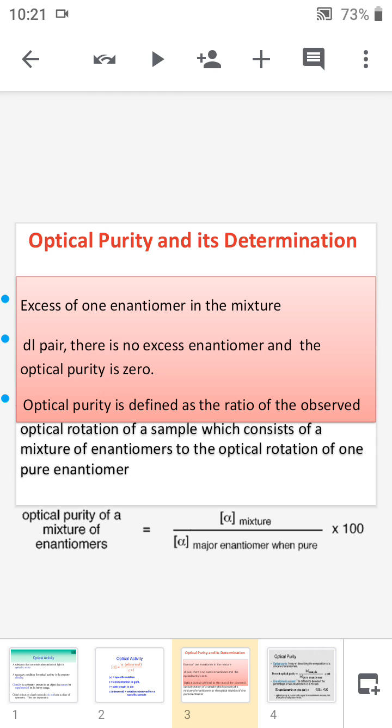For a racemic mixture, 50% L and 50% D is present, so there is no excess of any enantiomer. That's why the optical purity of a racemic mixture is equal to 0. The definition of optical purity is the ratio of the observed optical rotation of our sample, which consists of a mixture of enantiomers, to the optical rotation of one of the pure enantiomers. Optical purity is expressed in terms of an equation: optical purity is equal to alpha of the mixture, that means the specific rotation of that mixture, divided by alpha of the enantiomer when it is a pure compound, times 100. Usually optical purity is expressed in terms of percentage.